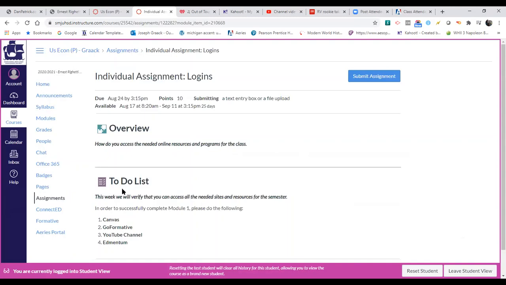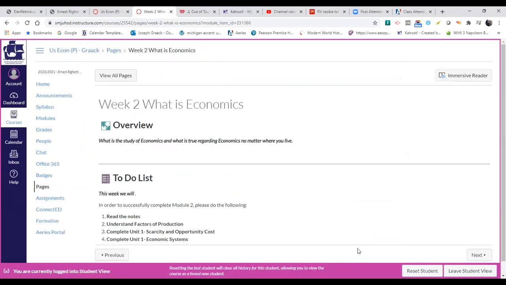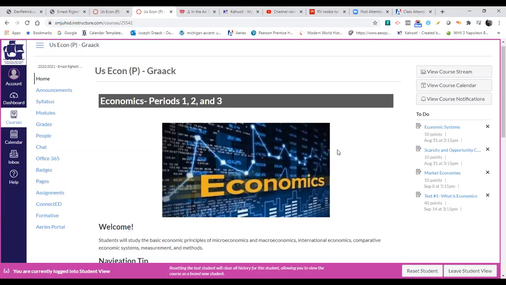Click Next there. It says how to access online resources and programs for the class. In order to complete Module 1, make sure you've done your Canvas, your Formative, your YouTube channel, and Edmentum. And then click Next. Once you do that, it'll take you to the next module. But you need to make sure that you've done that. If you don't, you're not going to get through, and it's going to say that it's locked.